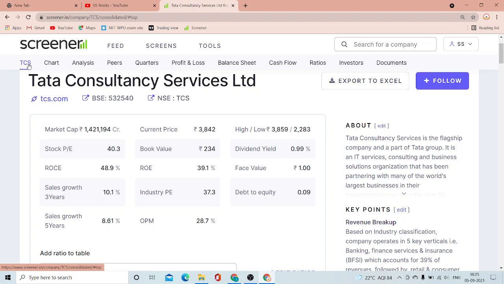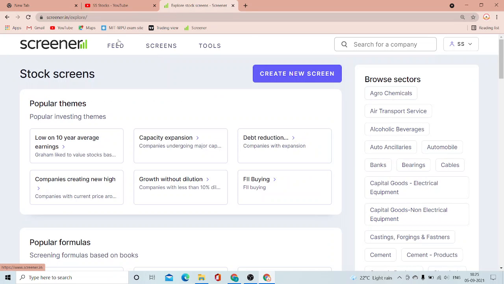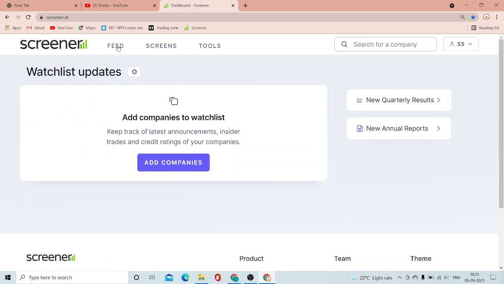So I hope you learned about screener.in site. Most of all this site is free, and at least this basic information is free for us. Another point is screens. In next video we will learn about the screens. There are some different types of screen which will help us in sorting of the companies.